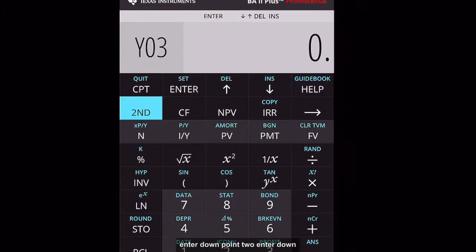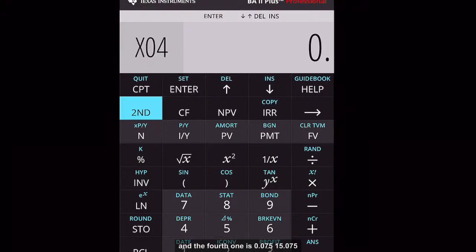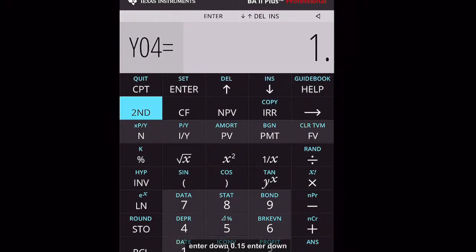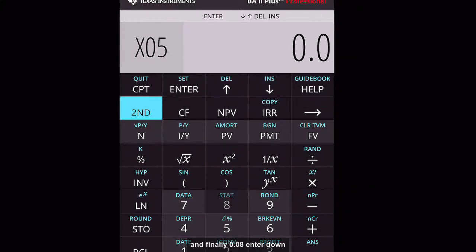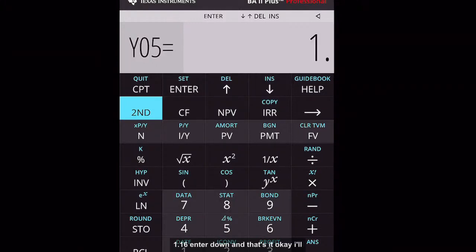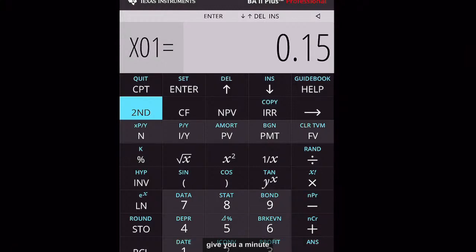Enter down, 0.2, enter down. And the fourth one is 0.075, enter down, 0.15, enter down. And finally 0.08, enter down, and 0.16, enter down. And that's it. Okay, I'll give you a minute.